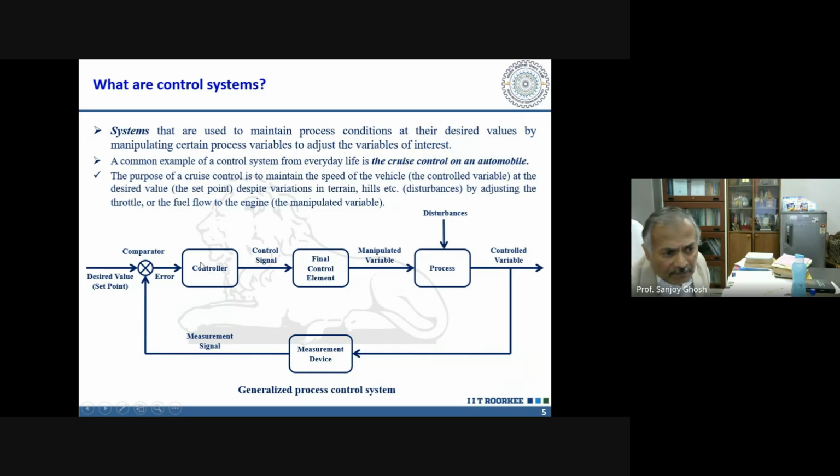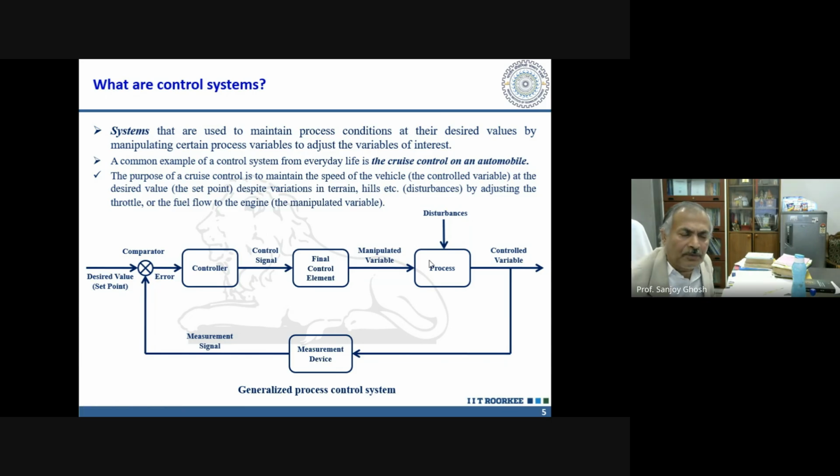So the controller basically has two inputs. One is the desired value, that means the set point value. Say I'm just giving an example of temperature. You want 30 degrees centigrade. So you want to run a bioreactor, for whatever purpose you are doing.